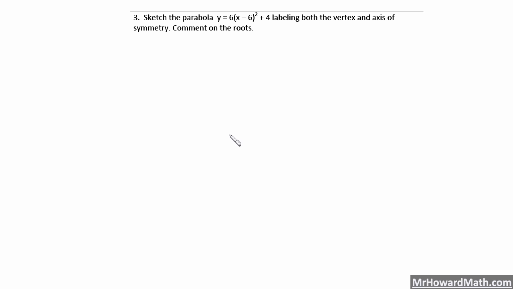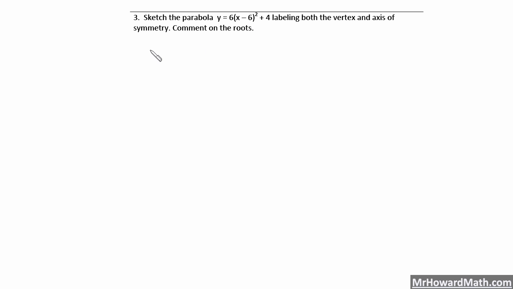All right, here we have question 3. This will be the last one in this part 1 of the video, and then we'll do the others later in part 2 and beyond. All right, sketch the parabola y equals 6 times the quantity x minus 6 squared plus 4, labeling both the vertex and axis of symmetry. Okay, so this is the vertex form, the way this looks.